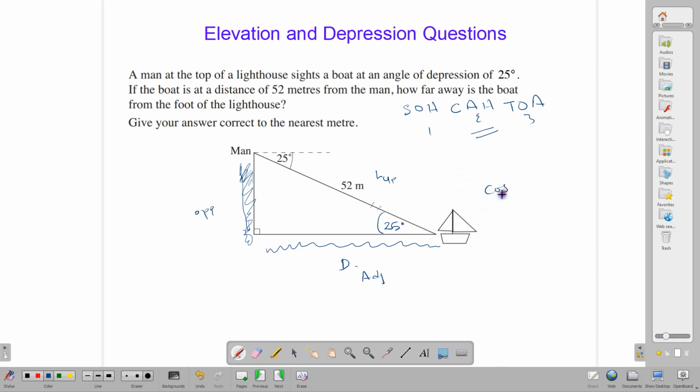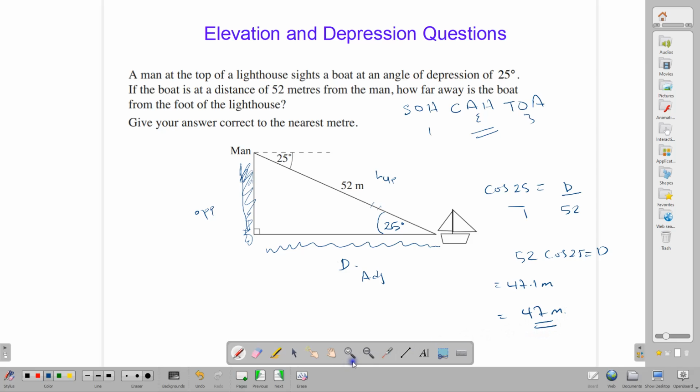So we say the cosine of the angle 25 is equal to the adjacent side. We're going to just call that distance d for now, divided by 52. Here we cross multiply them: 52 times the cosine of 25, and that should give us d. So 52 times the cosine of 25 gives us 47.1. And our question says give your answer correct to the nearest meter, which means that our answer is just 47 meters.